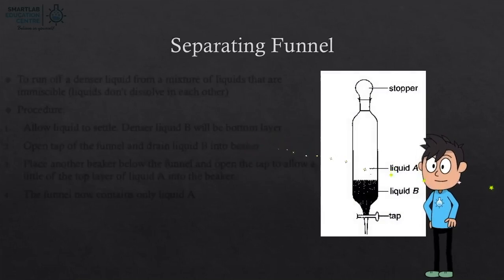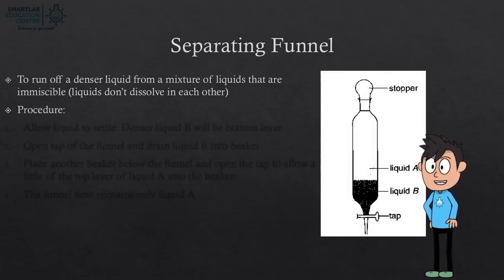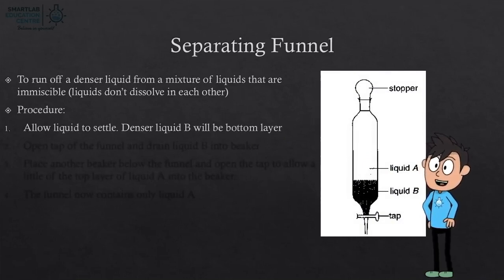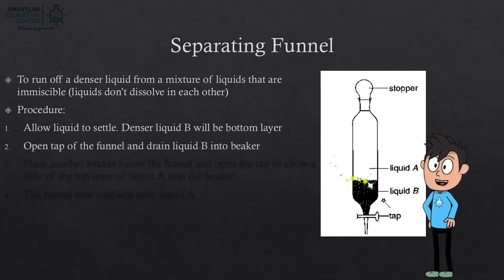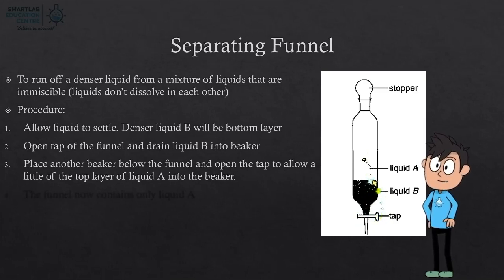Separating funnel. It is used to run off a denser liquid from a mixture of liquids that are immiscible. And here is the procedure. Allow liquid to settle. Liquid B is denser so it will become the bottom layer. Open tap of the funnel and drain liquid B into beaker. Place another beaker below the funnel, and open the tap, to allow a little of the top layer of liquid A into the beaker. The funnel now contains only liquid A.